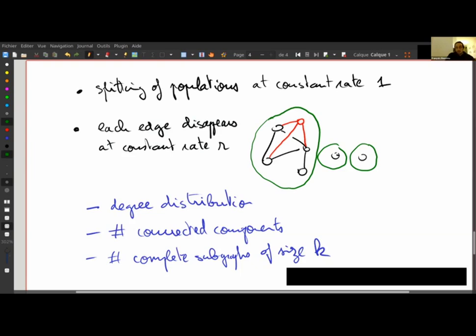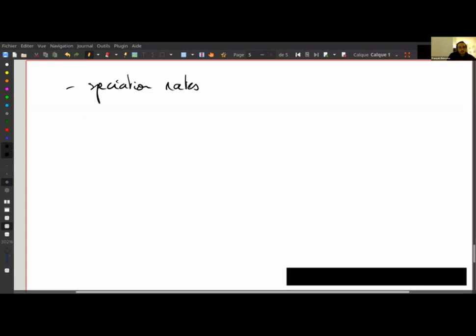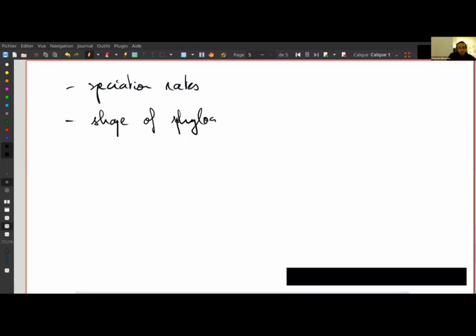So the model gives you a lot of predictions on the following things. Things like speciation rates, the shape of phylogenies, and also species abundance distribution.